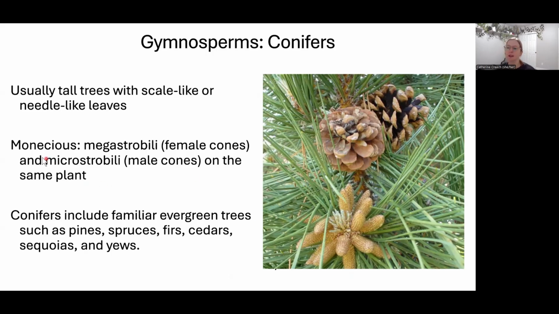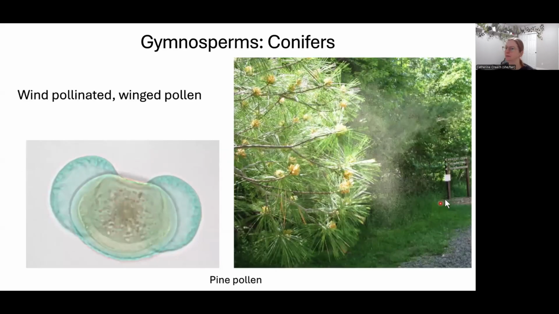These trees are monoecious. Monoecious means that they do male and female cones on the same plant. So now one plant is both male and female. If we look at conifer pollen, it's wind pollinated, and it has these cute little Mickey Mouse ears. We call them winged, and that allows this pollen to fly really easily in the wind. You can see all this pollen in the wind here from these male cones of this pine tree, and this pollen can travel great distances.